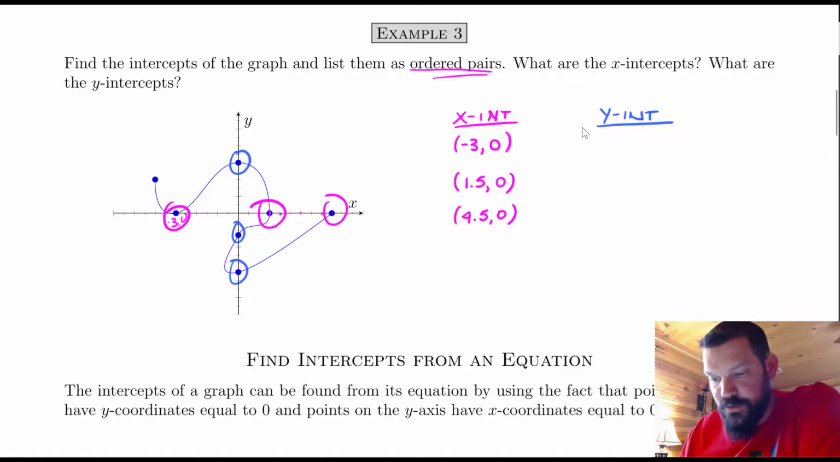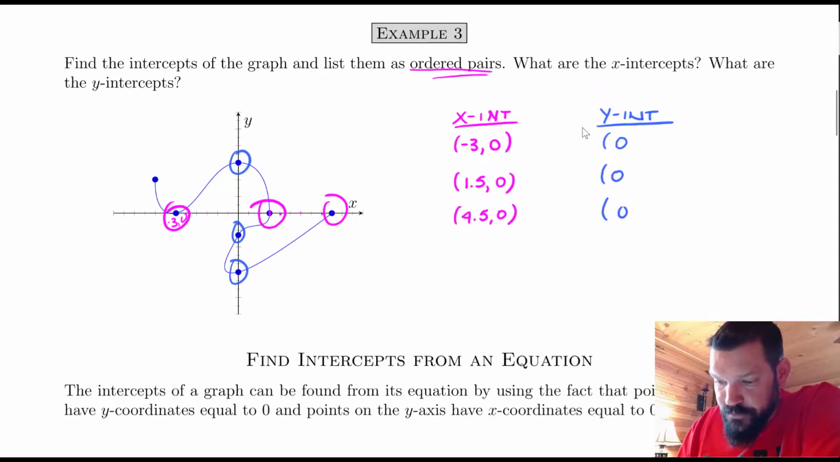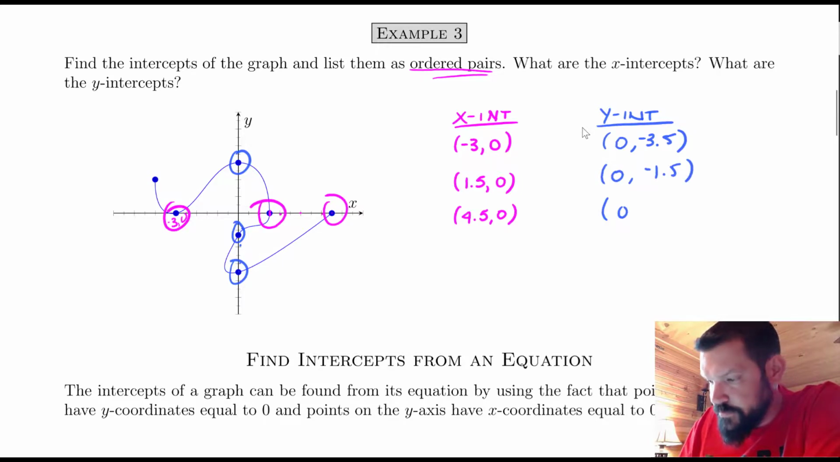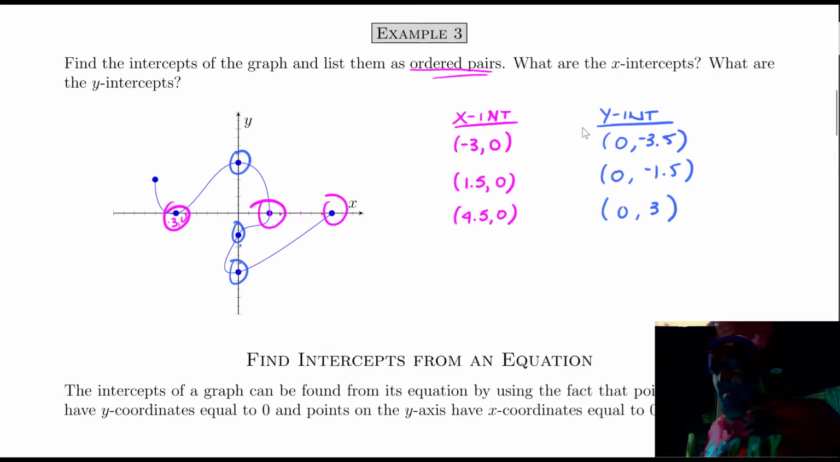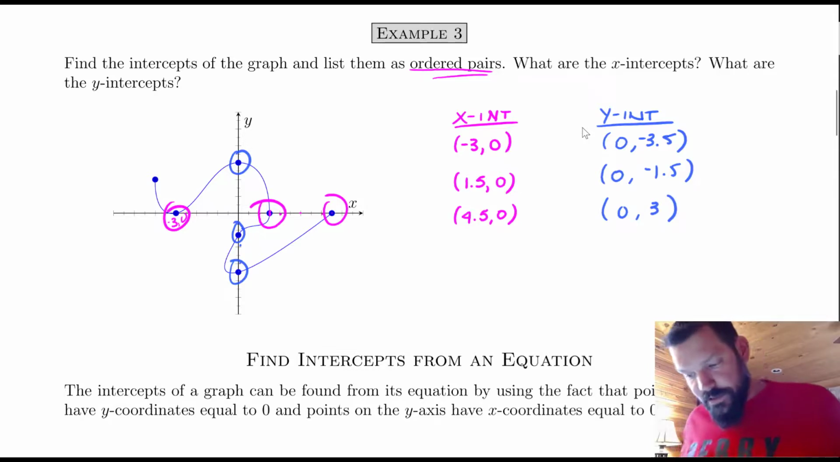The y-intercepts, there are 3 of those as well. That's wherever the graph crosses the y-axis, and in those cases the x value is always 0. So for our first one, we have 1, 2, 3, -3.5. For our second one, we have -1.5. And for our third one, 1, 2, 3. So again, looking at the graph, that's pretty easy to do.